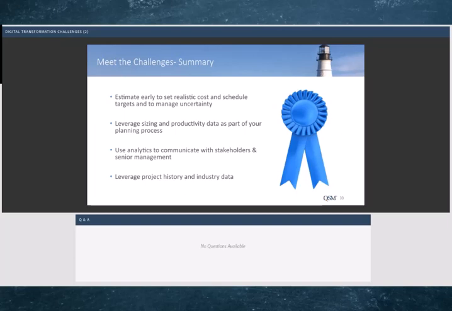That's big. A lot of people don't do that, and that's why they fail. Number 3, we want to use the analytics to communicate to the stakeholders and to management, so management can see early on what's reasonable and what's not. So they can make good decisions, set us on the right path, keep everybody in the loop the whole way.